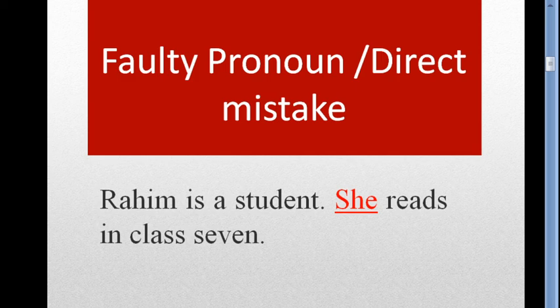So, our subject is Rohim. I am telling about Rohim. You know that Rohim is a male person, male subject. But in the second sentence, I have used a pronoun. What is this? She. Is it correct? No, you know. It's not correct. It is wrong. I have used a faulty pronoun.